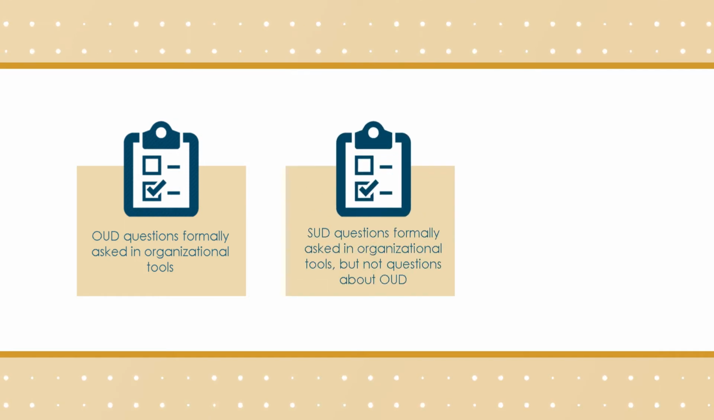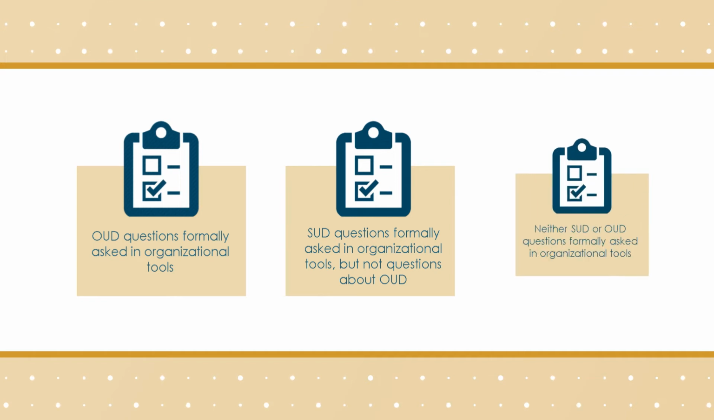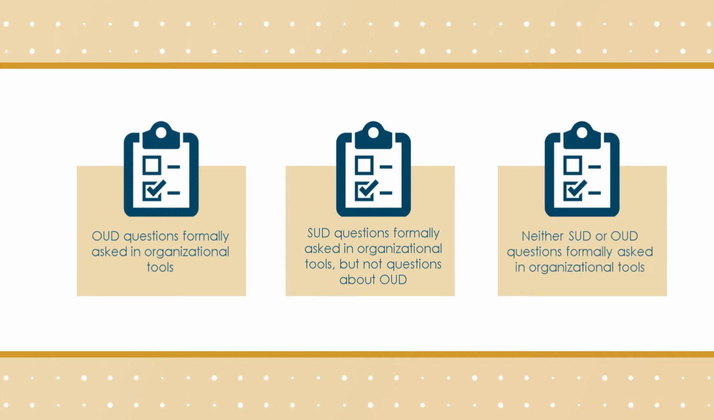Second, your organization might have substance use disorder questions in a tool, but not opioid use specific questions. In this case, you'll need to ask follow-up questions about opioid use specifically. Or, your process might not include questions about either substance or opioid use, and you'll need to follow up with the individual directly.